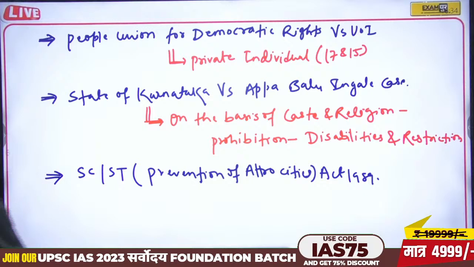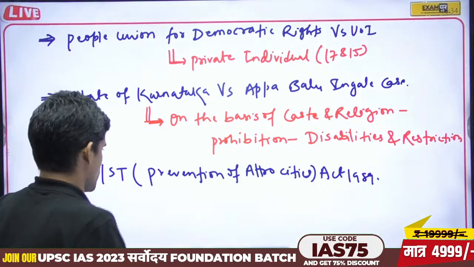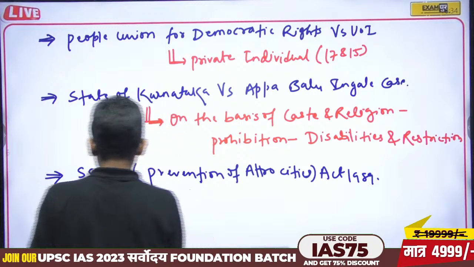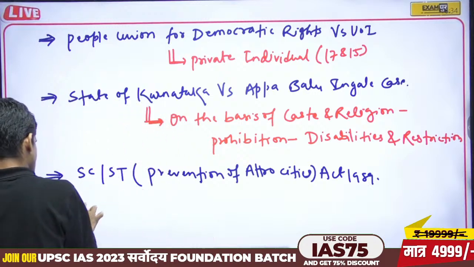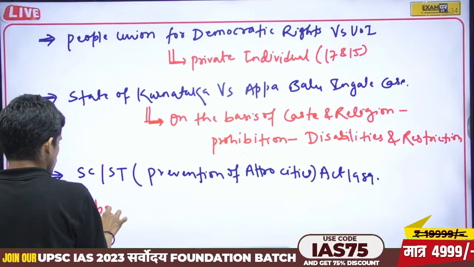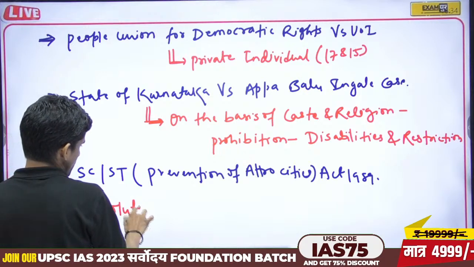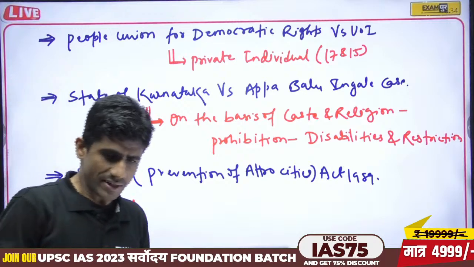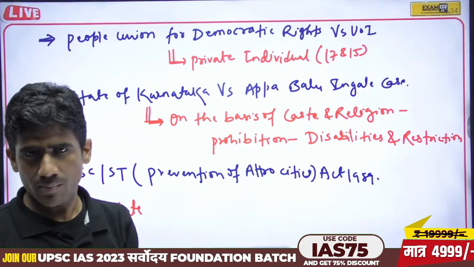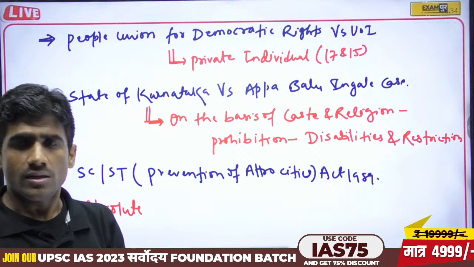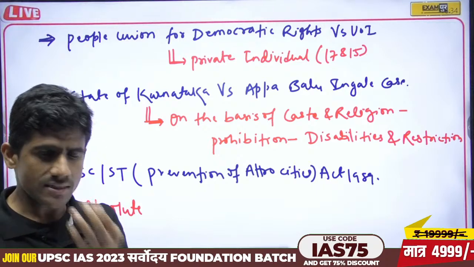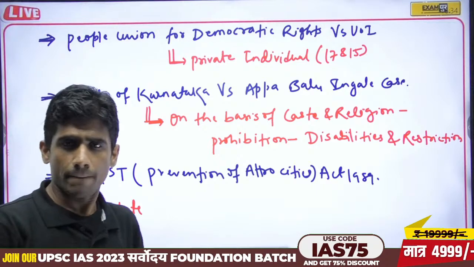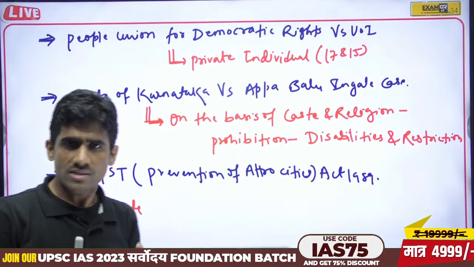Now, one question again arises: is this article absolute or not? This article is absolute, meaning there is no reasonable restriction in Article 17. Reasonable restriction, for example, is there in Article 14. Article 14 has reasonable restrictions.